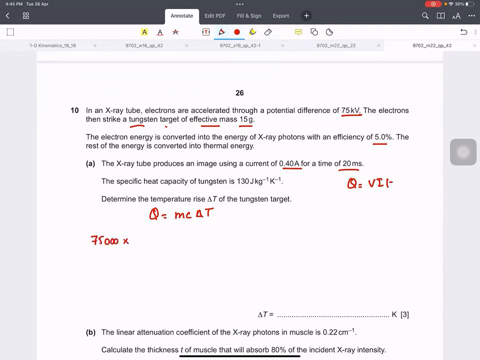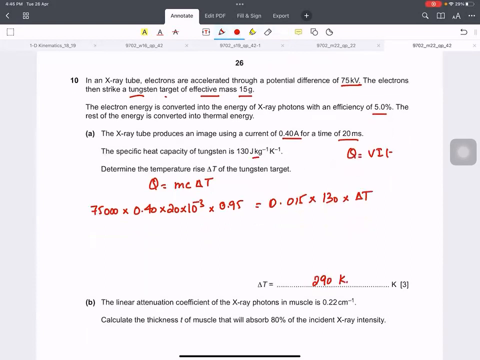75,000 times 0.40 times 20 times 10 raised to minus 3. This is the total energy. Now we only have to multiply this by 0.95. The reason is that 5% goes into photons, so the rest goes into heat. So then mass is 15 grams, in kg that is 0.015, divide by 1000, times 130 times ΔT. So what is the answer? So 290. 290 kelvins.